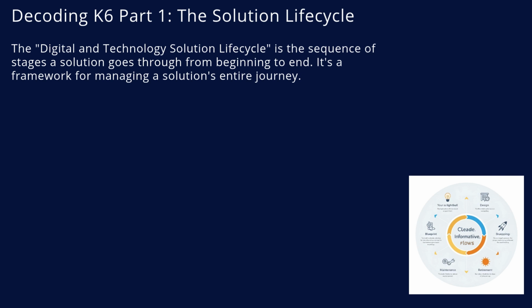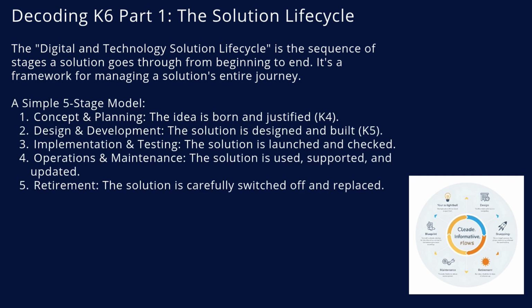First, what exactly is this life cycle? It's simply a model that breaks down the entire existence of a product or system into a series of logical stages. It gives us a map for the whole journey. While there are many different models, a simple and effective way to think about it is in 5 key phases. It starts with concept and planning, where the initial idea is born and we build the business case. Then comes design and development, where we actually build the thing using the techniques from K5. After that, we have implementation and testing, where we launch the solution and make sure it works.